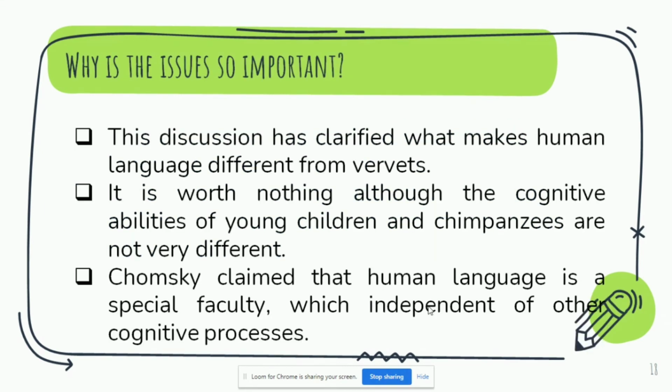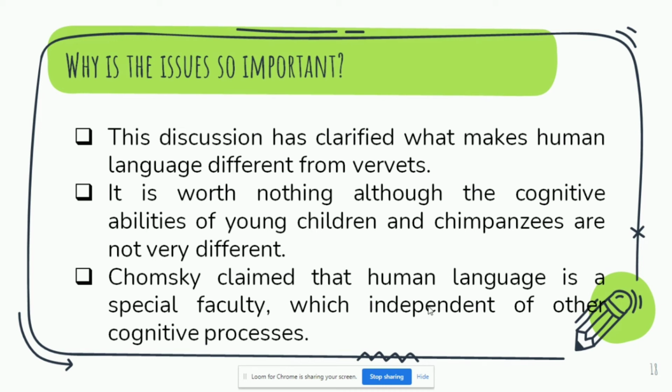The issue is so important. As we saw earlier, there is more to the issue of possible animal language than simple intellectual interest. First, it provides deeper insights into the nature of language and what is important about it. This discussion has clarified what makes human language different from verbiage or chattering when they see a snake, for example.